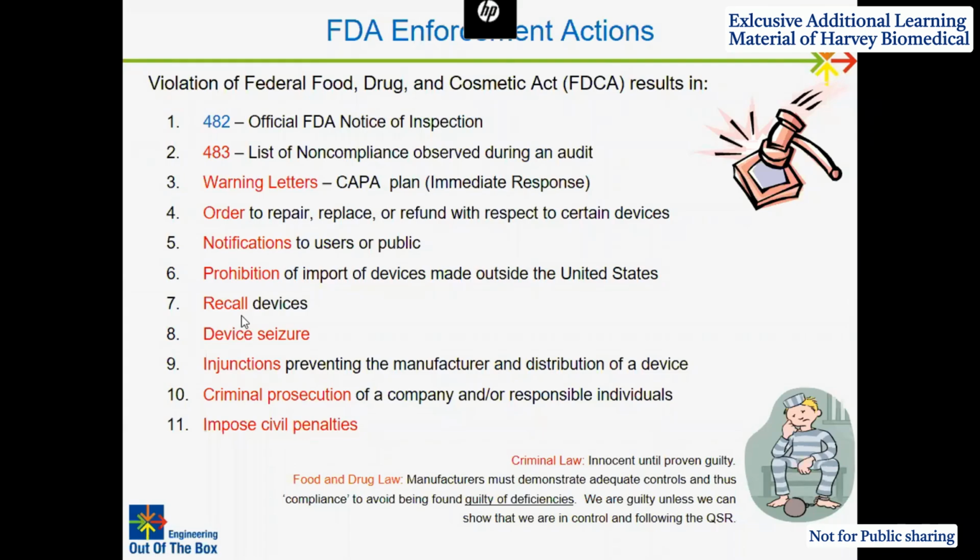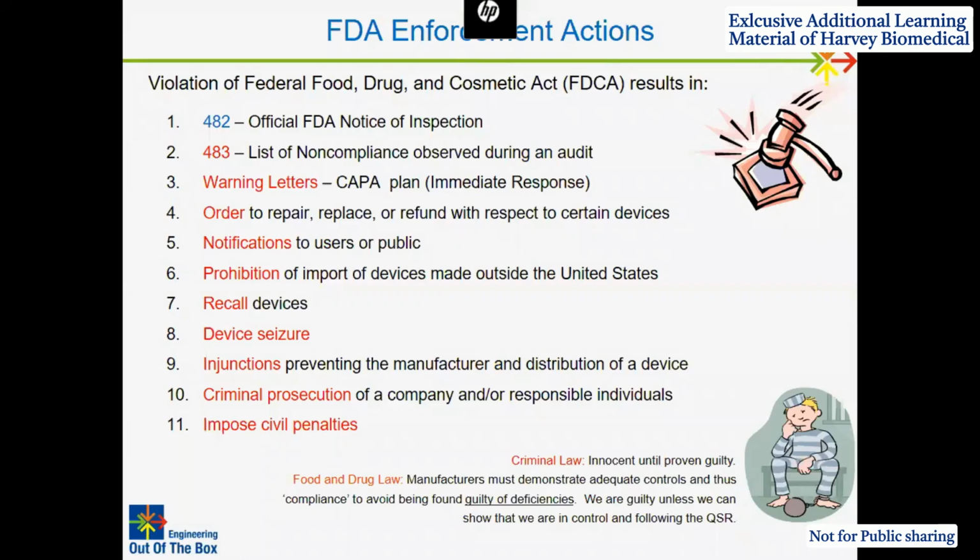Recall devices. As I told, there are recall procedures, recall class 1, 2, 3. When a recall is issued by the FDA, then immediately we have to take action. Device seizure. Device seizure means if any implications are there, or any severe death, or safety norms are not being met, then the FDA will seize the device. And injunctions preventing the manufacture and distribution of a device.